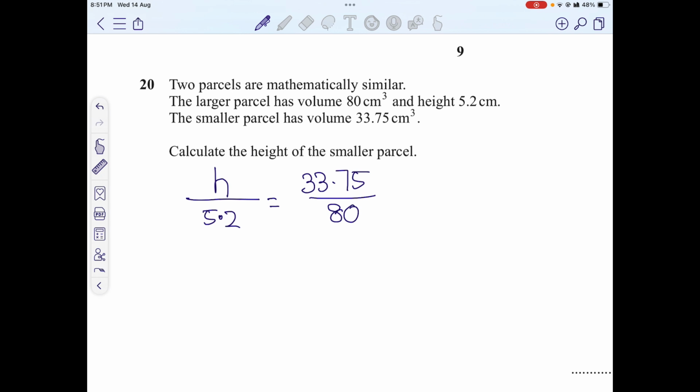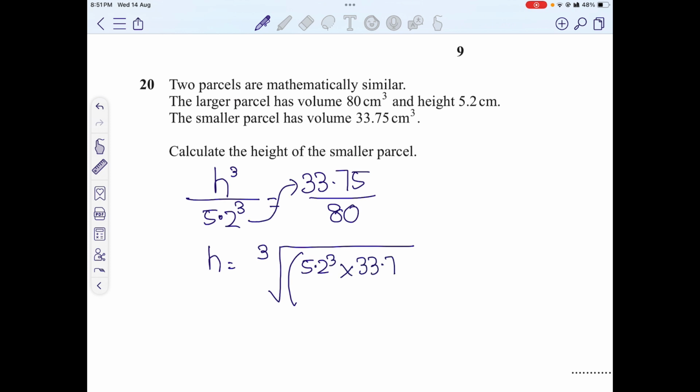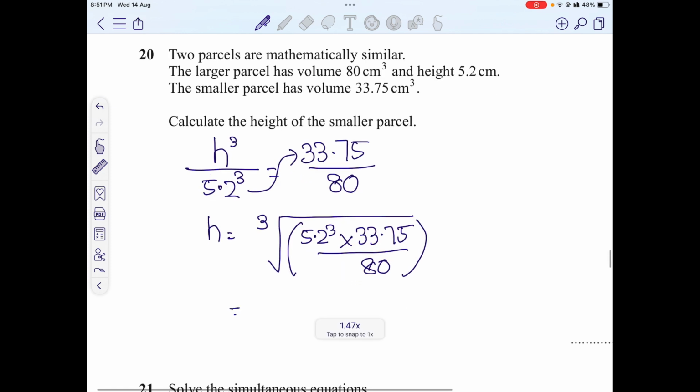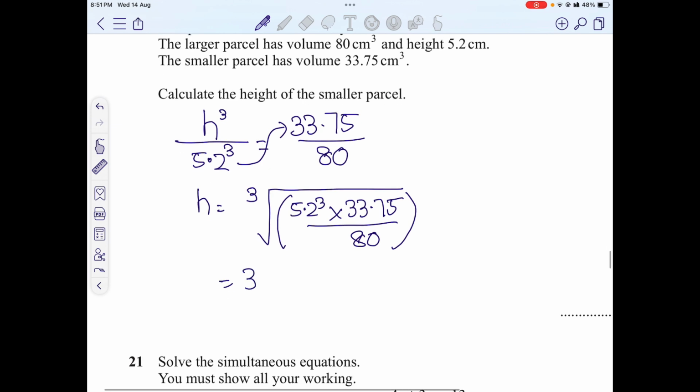Now because these are in cm cubed, that means these readings also have to be cubed. Always remember that. In order to find h, I'm just going to do a cube root, which will allow me to save one step, then take brackets and put 5.2 cubed. I'm going to cross multiply this over here into 33.75 divided by 80. When I do that, I just put this whole thing in my calculator. You don't need to break it down any further, although if you want to for clarification, you could, but I think this is very understandable. This would give you 3.9 exact.